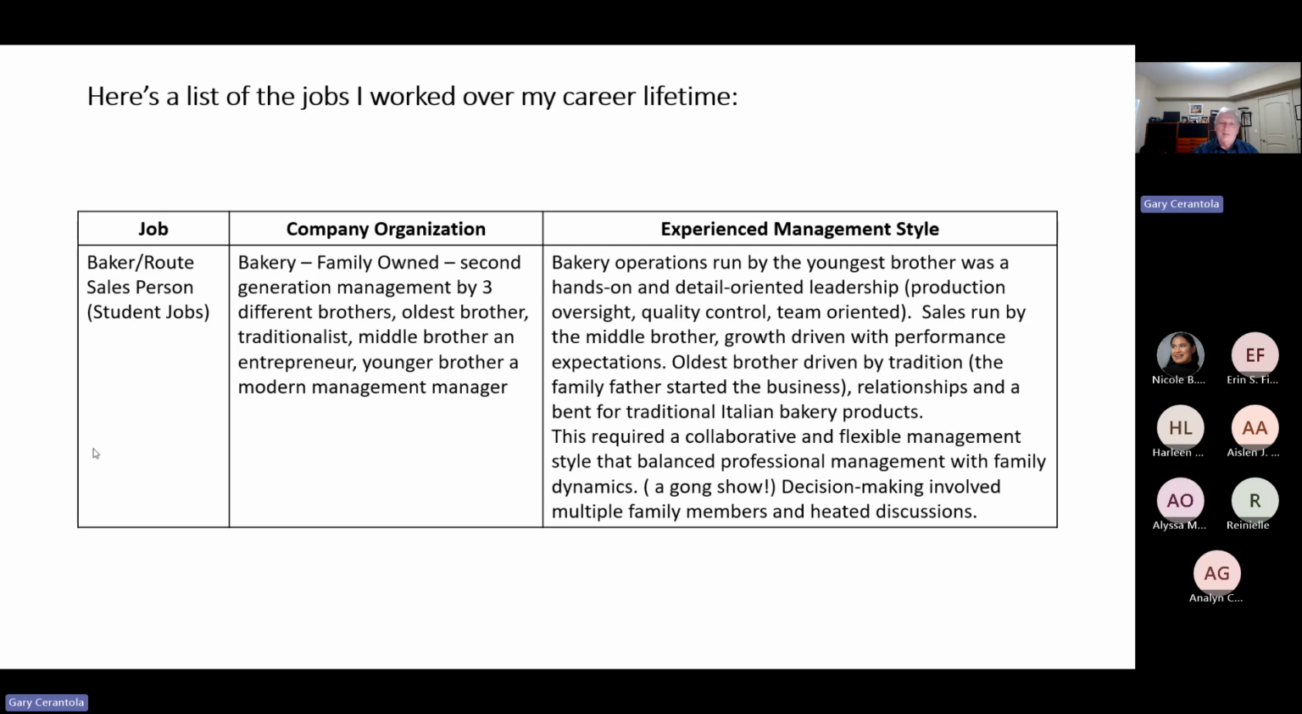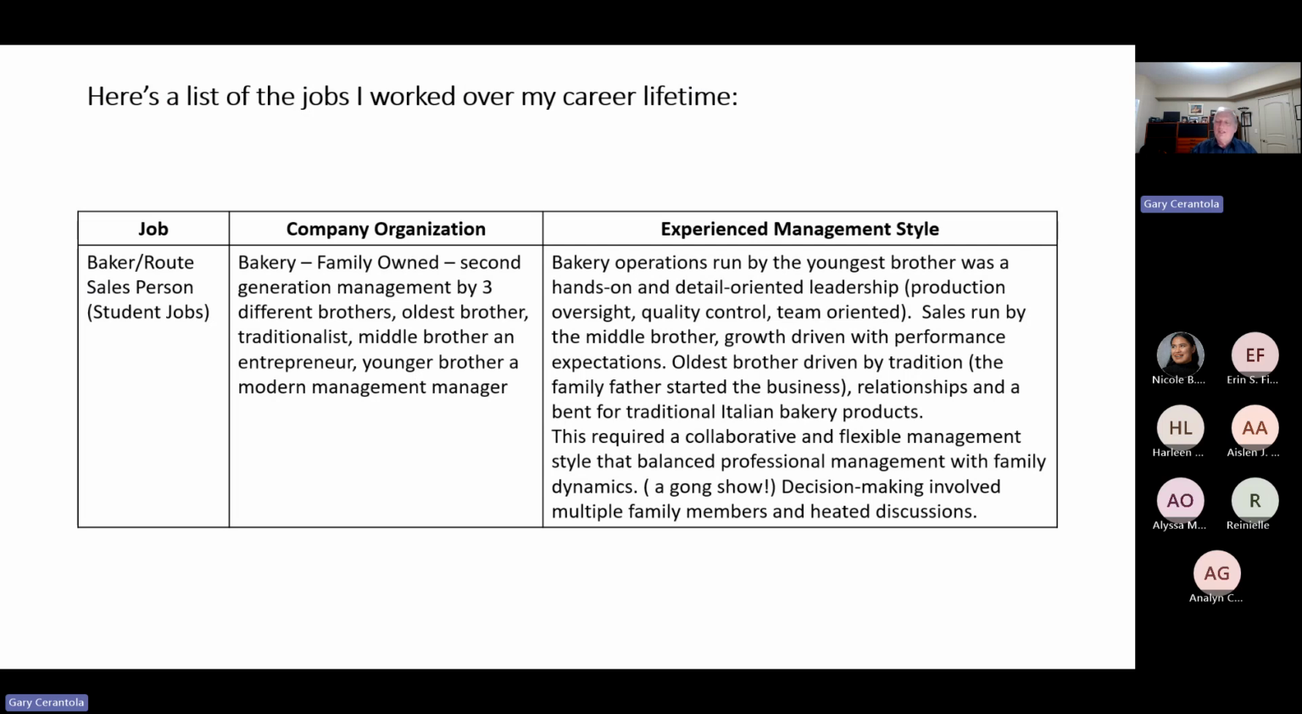As a student, I worked in a bakery, inside the bakery and on the road selling bread, and it was a family-owned business. There were 3 brothers that ran it, and the youngest brother was a hands-on, detail-oriented leader. He managed the operation. The sales were run by the medium-aged brother, who was really sales driven and had a whole different way of doing things.